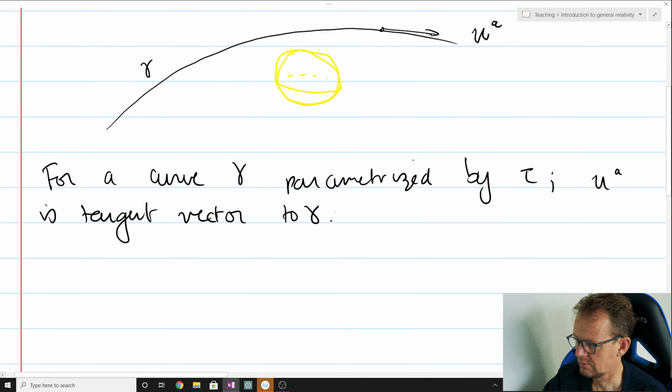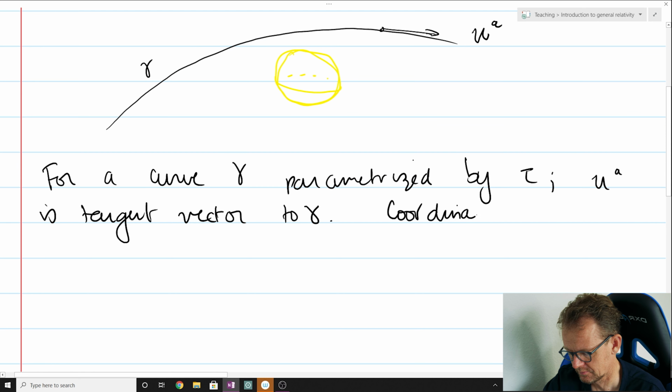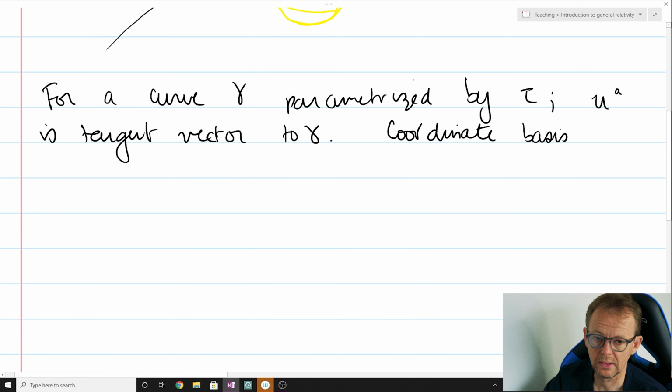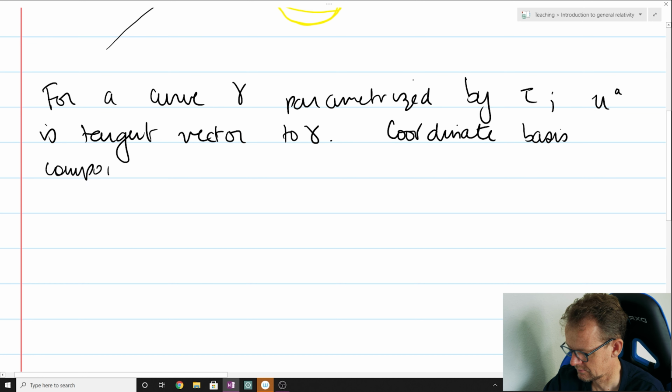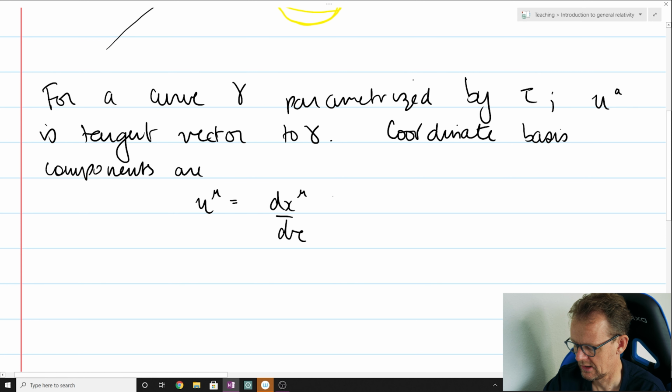We're going to also use the Schwarzschild coordinate system. So in that case, it makes sense to express u^a in the coordinate basis. In which case, we use the Greek letter now to denote the index, because we're using a specific coordinate system. And these components are nothing other than the derivatives of the coordinates with respect to the parameter tau.